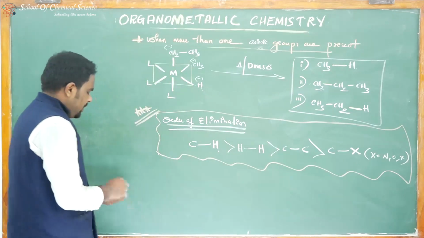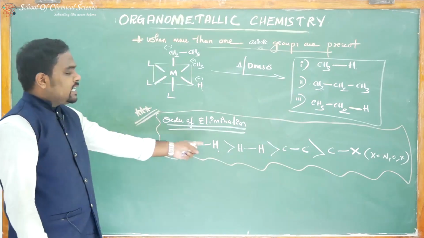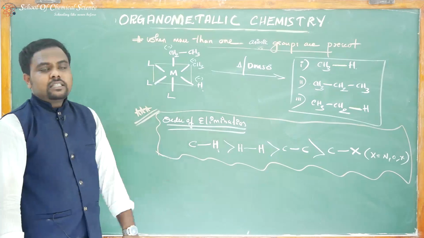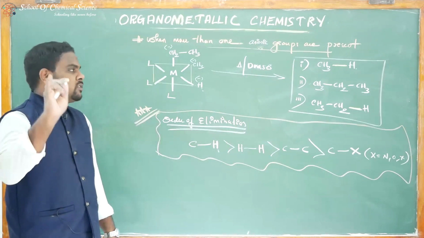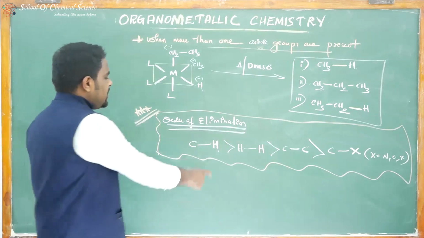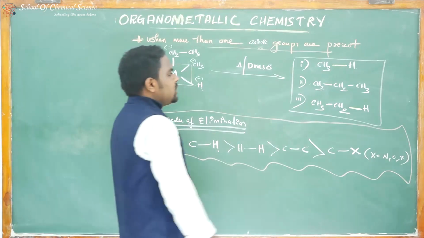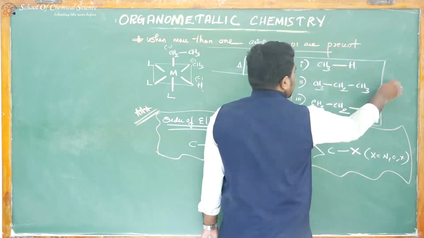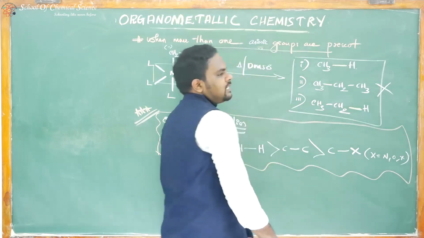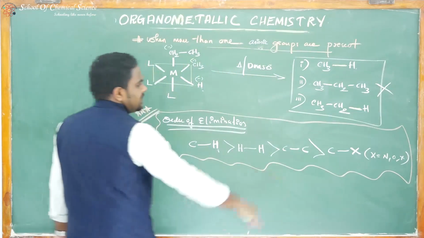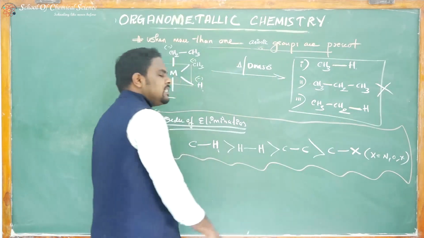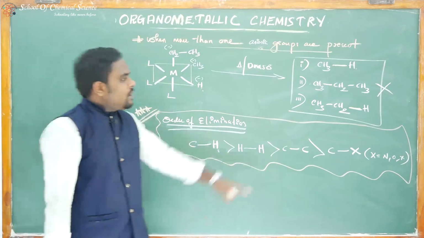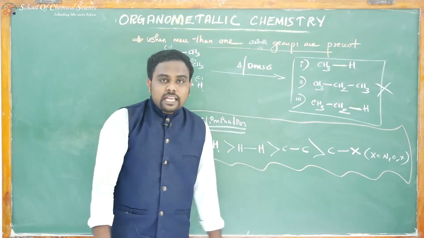Which elimination is most favorable? CH elimination, then HH, then CC, then CX. X may be nitrogen or oxygen or halogen. So definitely CH elimination will be greater. So 1 or 3; second is cancelled because that is a CC elimination. So CH elimination is favored. Then among 1 and 3, which will be your major product?